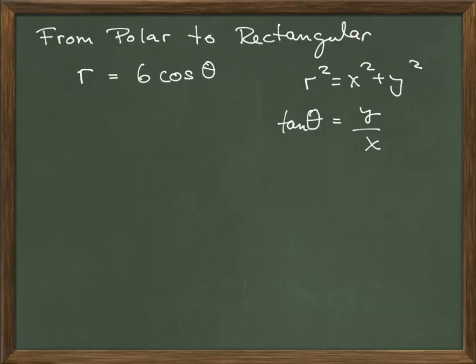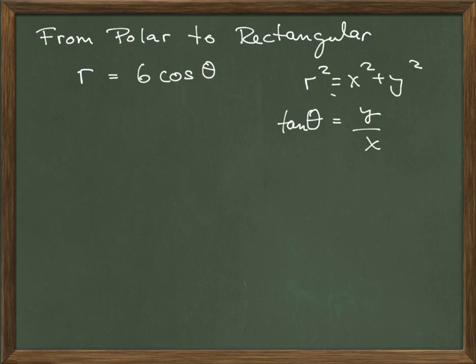Okay, now let's take a look at some polar equations, and we want to change the polar equation to a rectangular form. Now, what we need here is r squared equals x squared plus y squared. So somehow we need to get the left-hand side into x and y. Now what we have here says r instead of r squared.